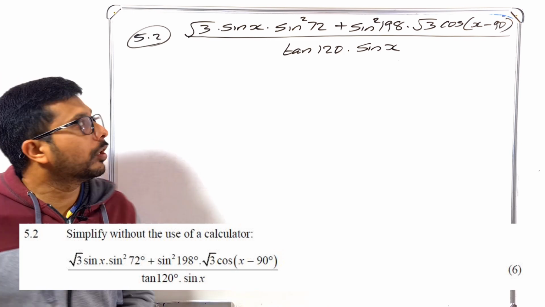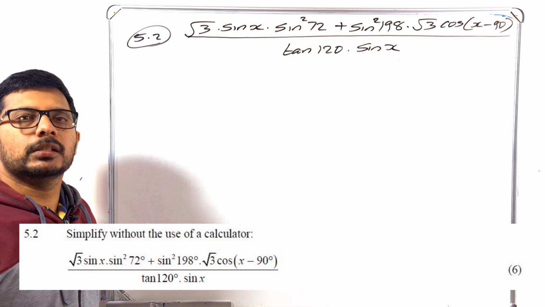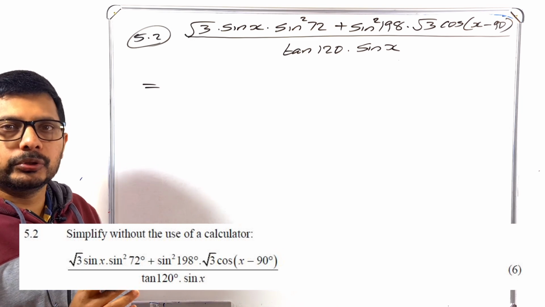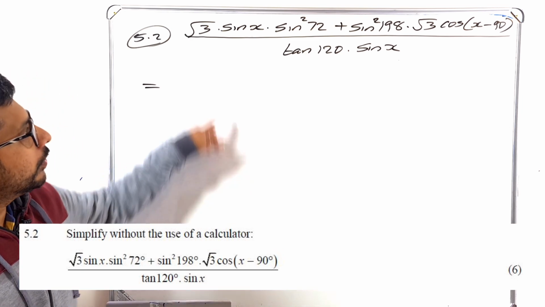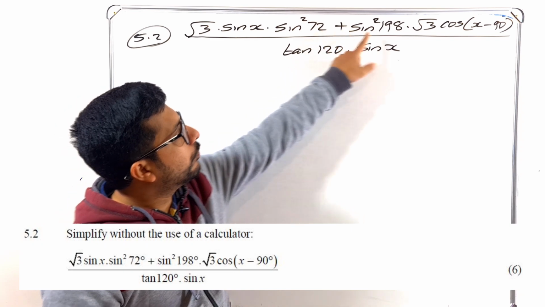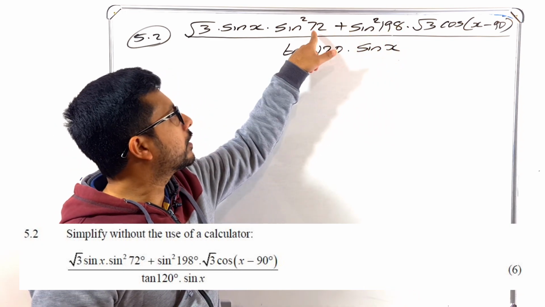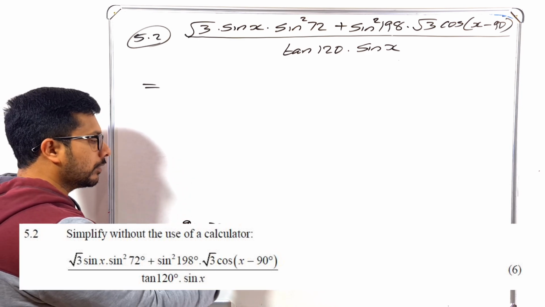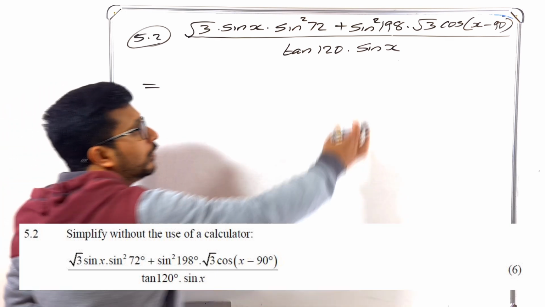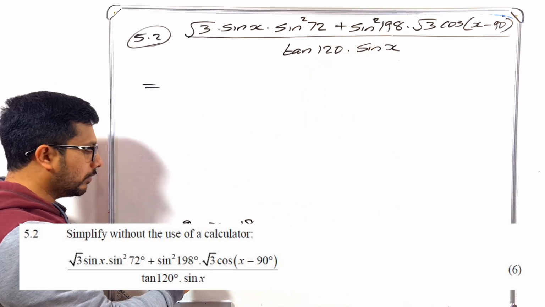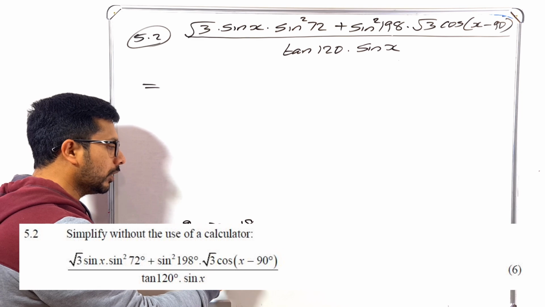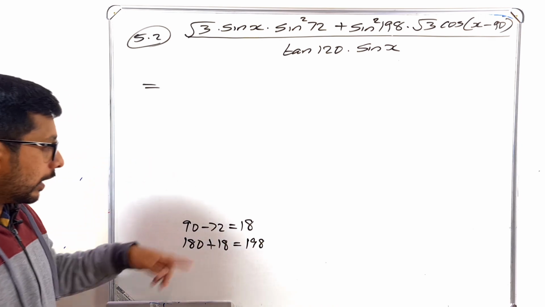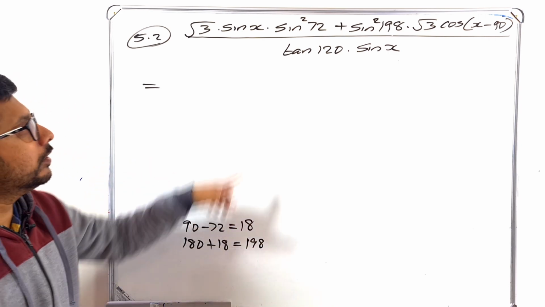So how can you simplify this one? How are we going to start? Before you write the first step, you have to make an idea of what you are going to do and how you are going to write the steps. Okay, look at this one. 72 is here and 198 is here. What is 90 minus 72? 90 minus 72 is 18. Okay, this 198, can you see that 198 is 180 plus 18. So there is a connection with this 18 in both of these steps.